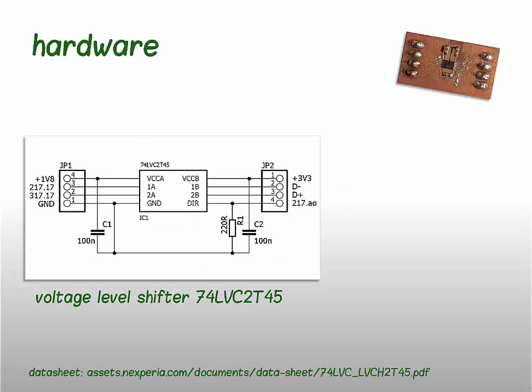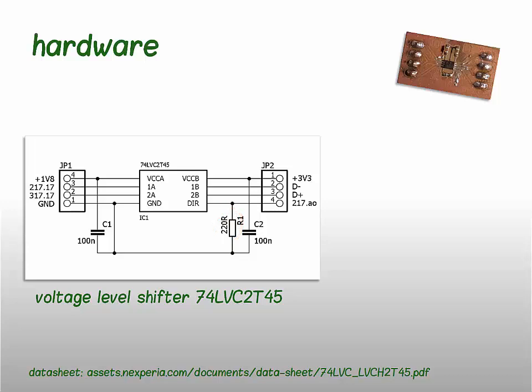Hardware is really simple. We just need a voltage level shifter since GA144 runs at 1.8 volts, while USB signals are 3.3 volts. The best option seems to be the 74LVC2T45 chip. The resistor at the direction input is there because we control this input with an analog output pin of GA144, so we need a load resistor.